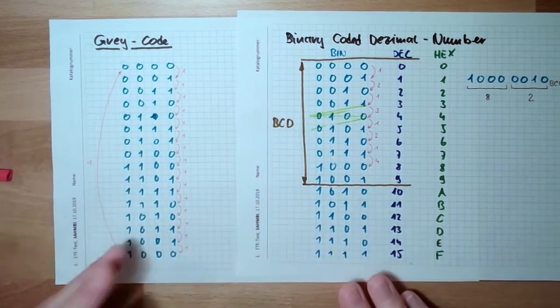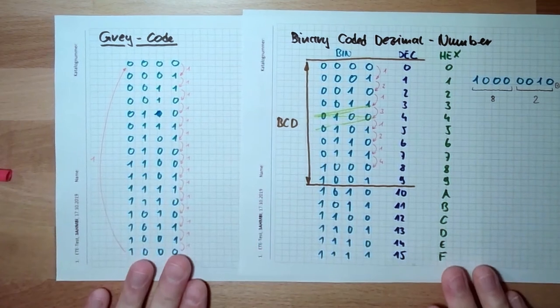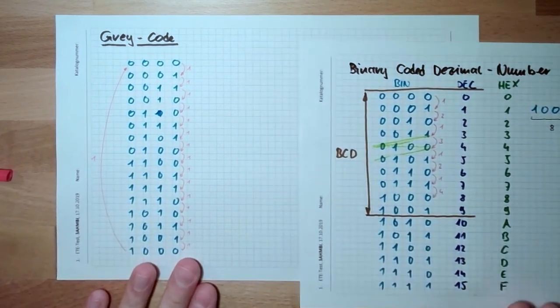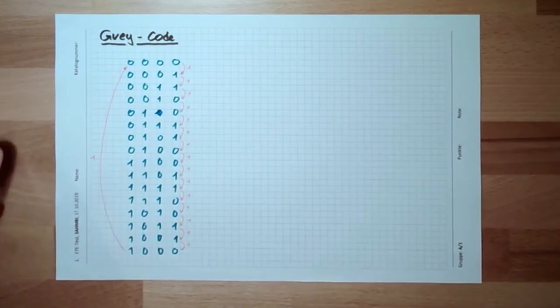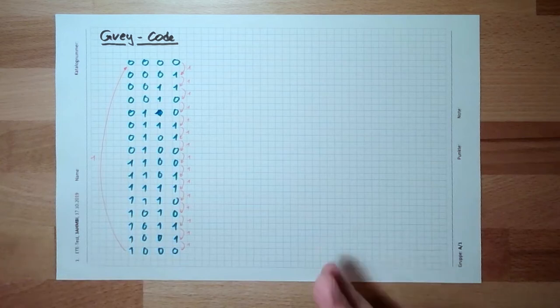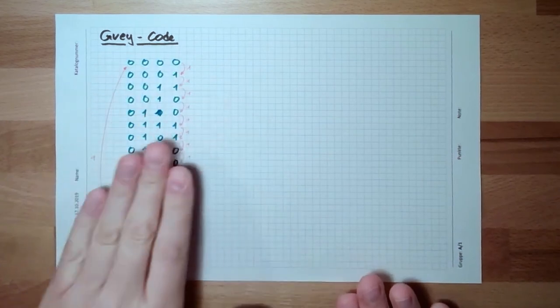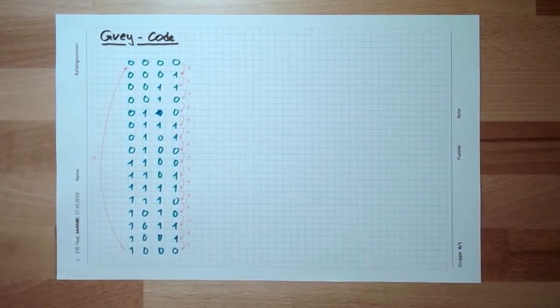Hey, every step only changing one bit. Isn't that great? Of course it's great. This is a gray code now. And you see, we produced it in a very logical way.